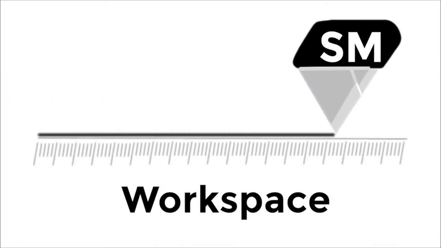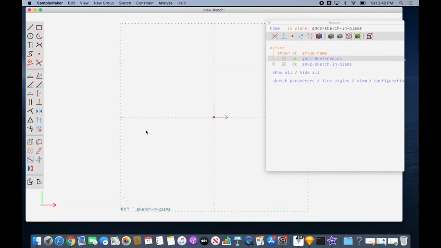In this first video of Sample Maker CAD, I'm going to explain the workspace inside of Sample Maker. You'll notice I have an X and Y coordinate system on the screen, so you can see the X and Y axis. The origin point, there's not an actual point there, but the system knows where it's at.